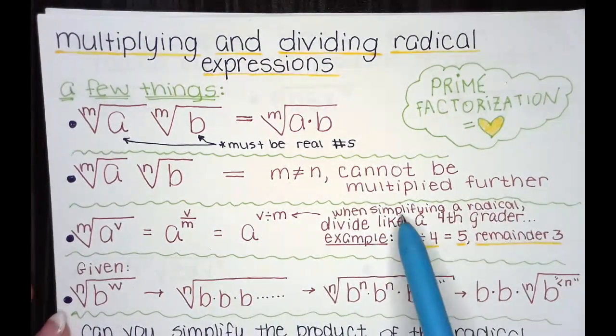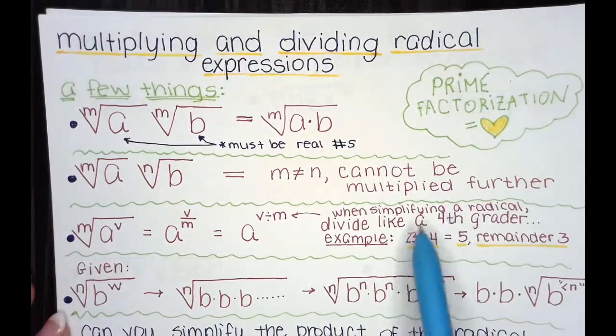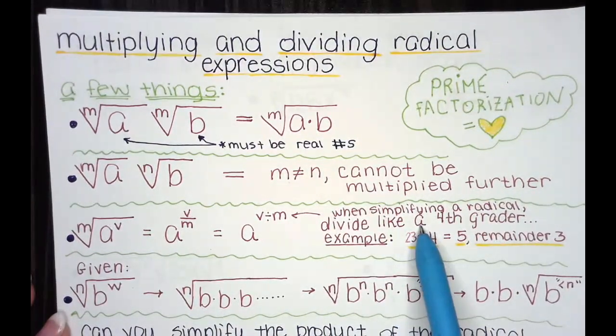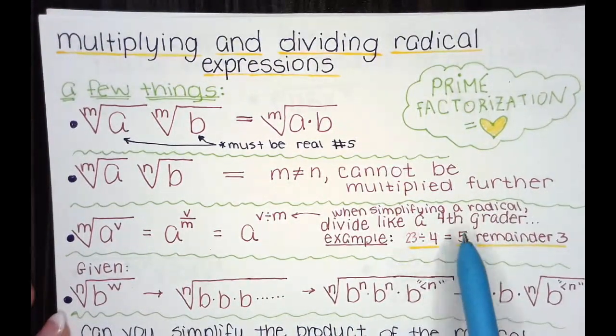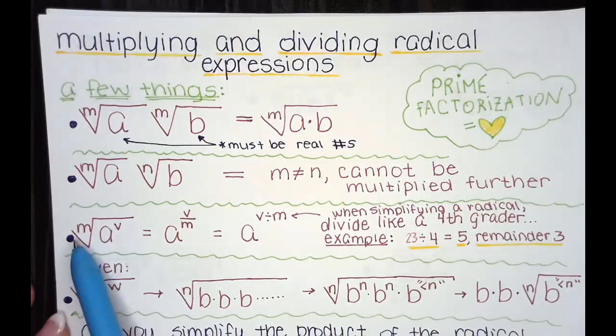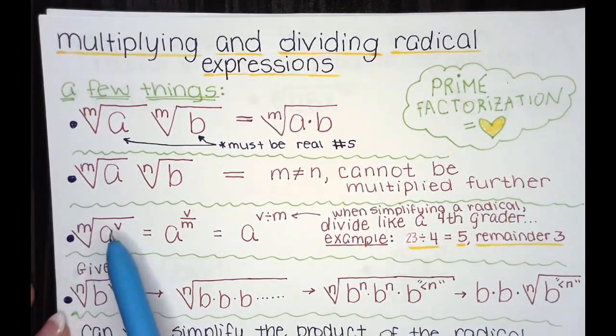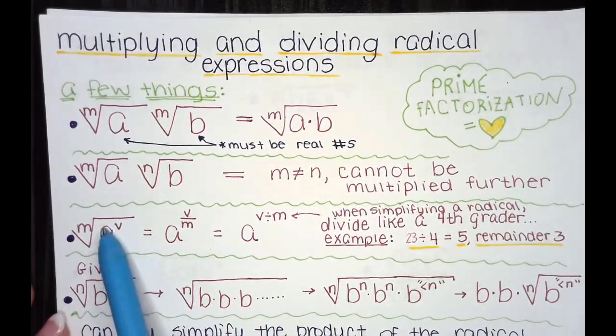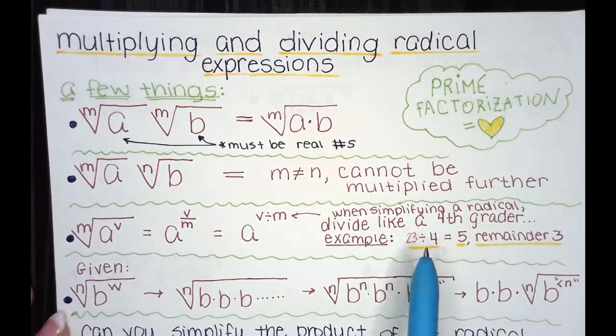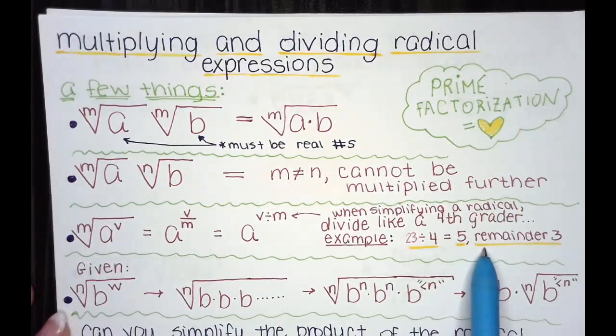You'll actually get 2. When simplifying a radical, divide like a fourth grader. Example, 23 divided by 4 equals 5, remainder 3. So we're going to deal with this in a little bit here. So when we're taking a certain root, you might not be able to take everything out. You might not be able to take the root of the entire number, or variable expression, but you might be able to take the root of some of it. That's why we're going to divide like a fourth grader.